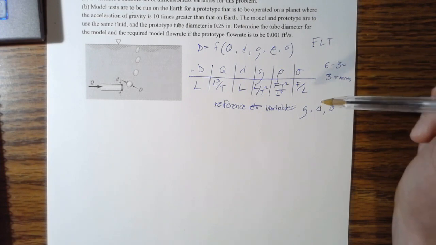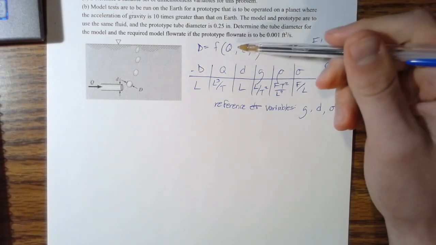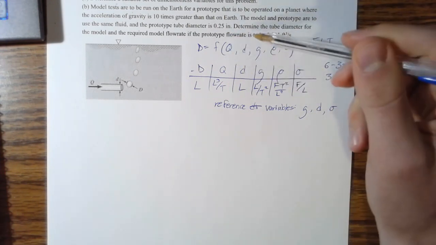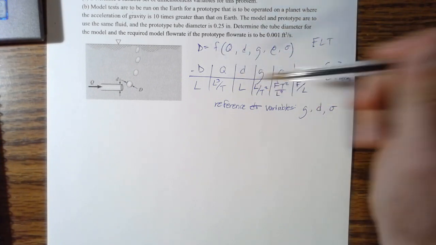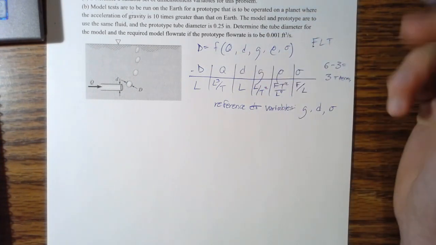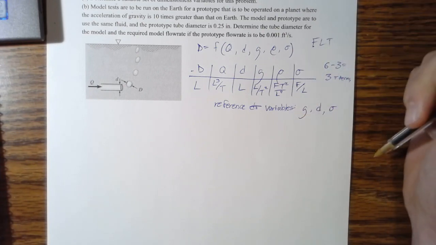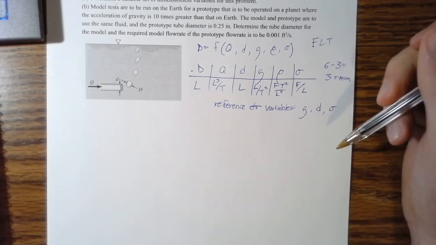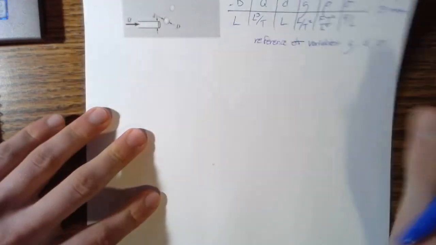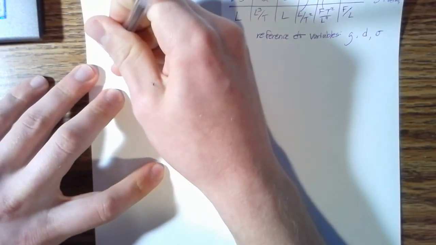Most of the time when you're setting up reference dimensions, you want to use the stuff that's here on the right. So even though we could have used capital D instead of little d for our reference variable, this is just the practice that we're going with. If you want to do it the other way, you can do that, but it doesn't really make a difference.